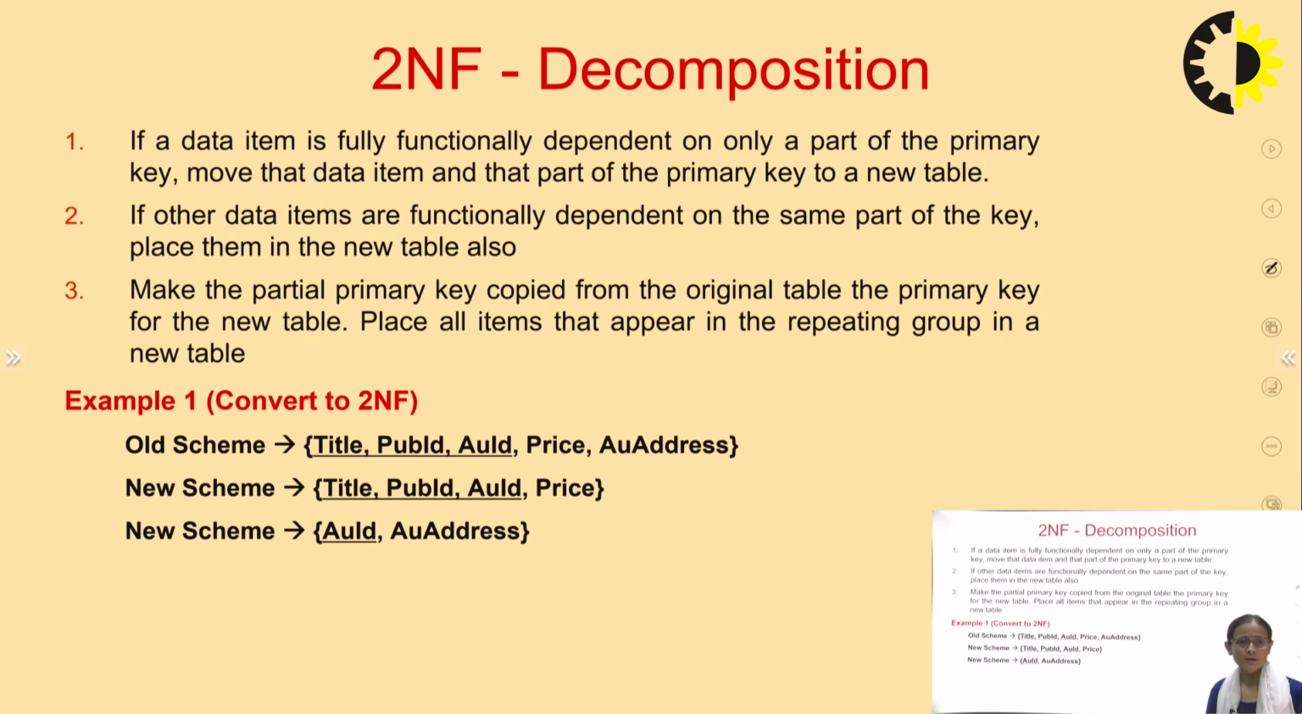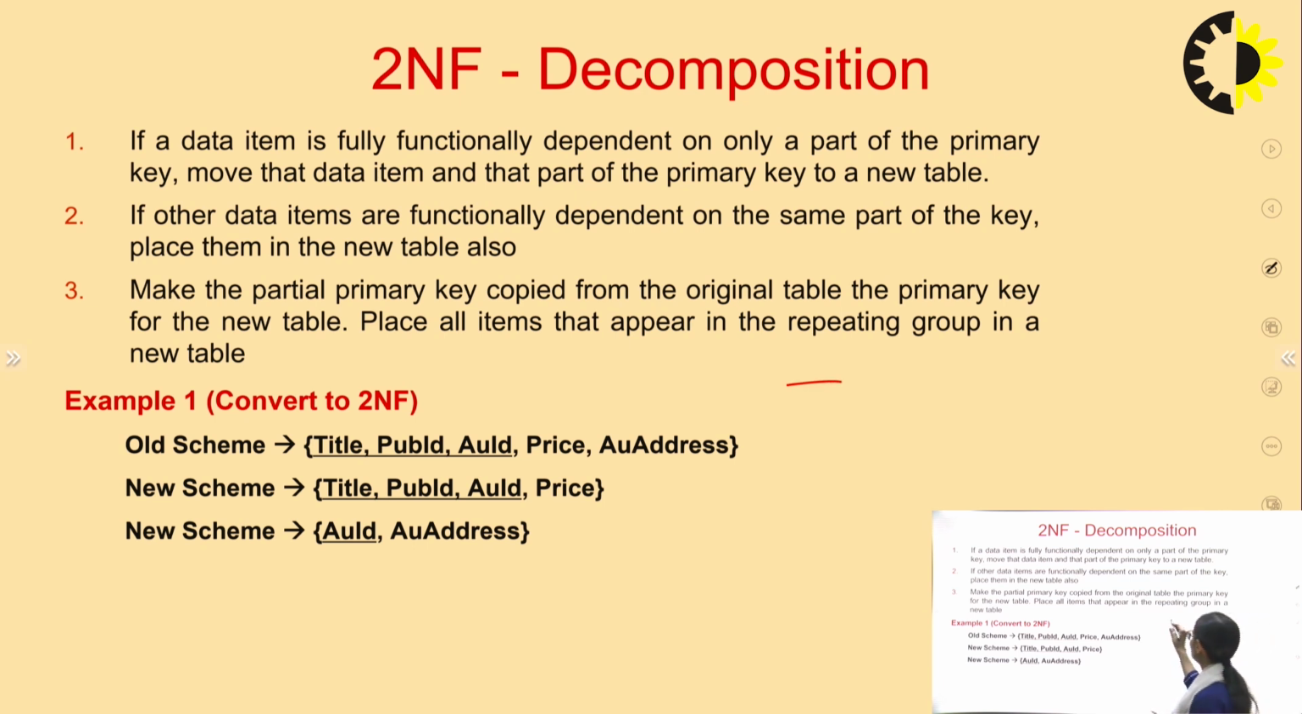Now, the question comes: how do we find the solution, that is, how do we bring our database into 2NF? The 2NF solution is decomposition. If a data item is fully functionally dependent only on a part of a primary key, then move that data item, that is the attribute, and that part of the primary key to a new table.